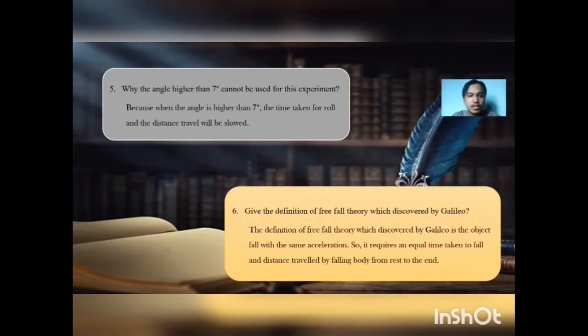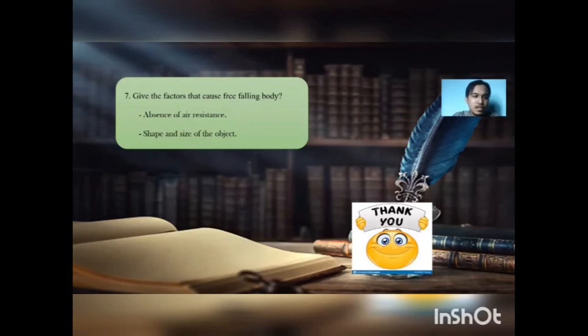Next is question number 6. Give the definition of free fall theory which was discovered by Galileo. The definition of free fall theory discovered by Galileo is that objects fall with the same acceleration. So it requires an equal time taken to fall and also equal distance traveled by a falling body from rest to the end.